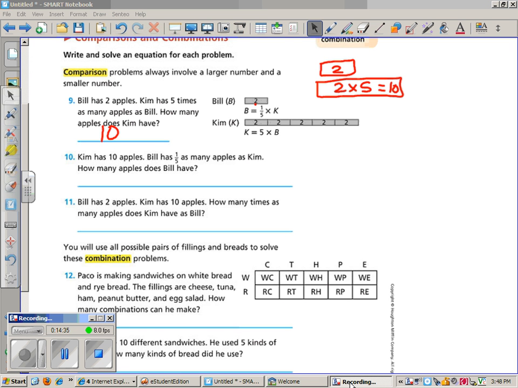Bill has 1/5 as many apples as Kim. How many apples does Bill have? We could say 1/5 times 10, and then we could figure out that is bringing us to do.